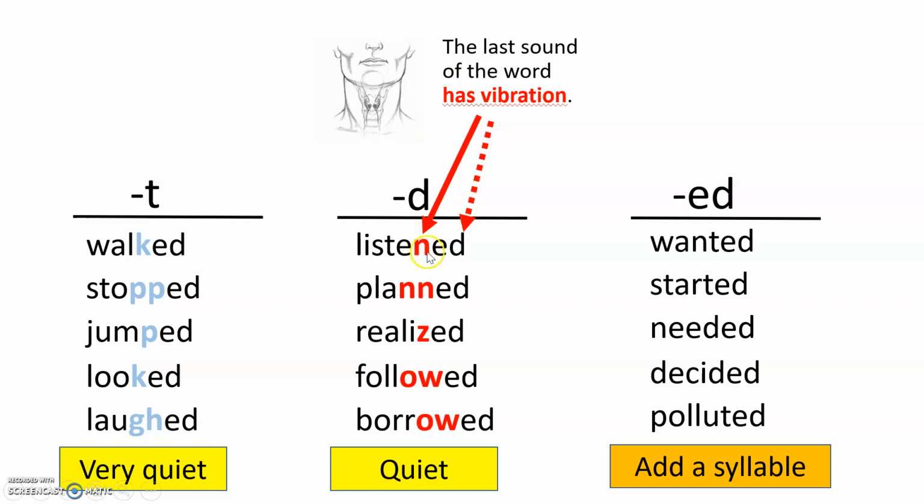That's why we have listened, planned, realized. So that sort of happens naturally. If this sound is quiet, then the ED is quiet. If this sound is louder, then the ED is louder. Now, these two are both still pretty quiet, and they can be a little bit hard to hear. And if it sounds like they're both the same, that's okay.